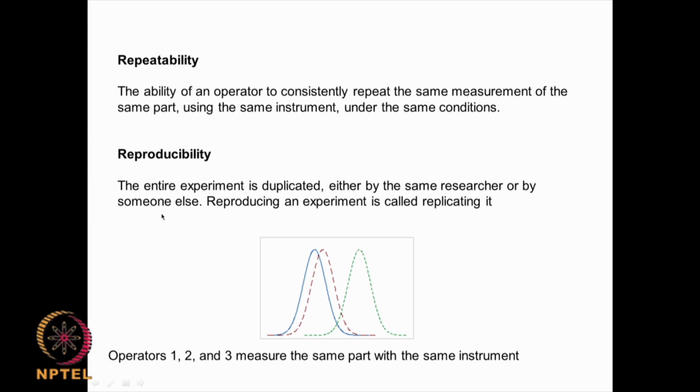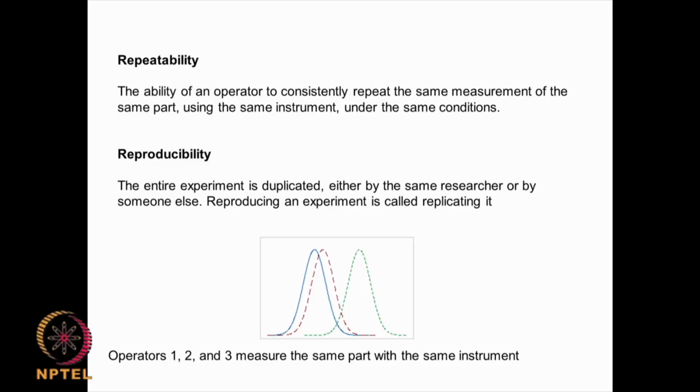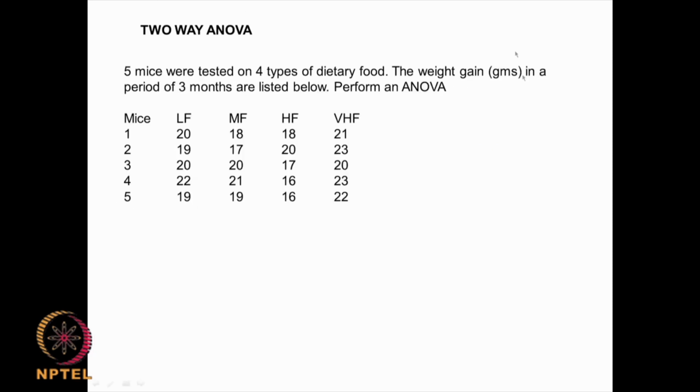So, in the example which we looked at, the biopolymer production, the previous ANOVA example, it is a reproducibility, also called a replicated experiment. Now, let us look at this particular problem. We can look at it as a replication.